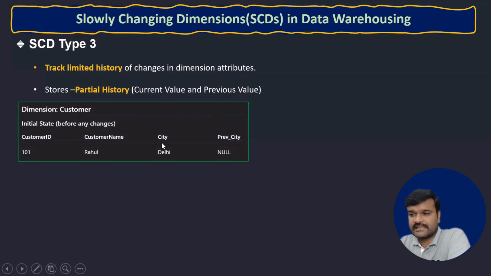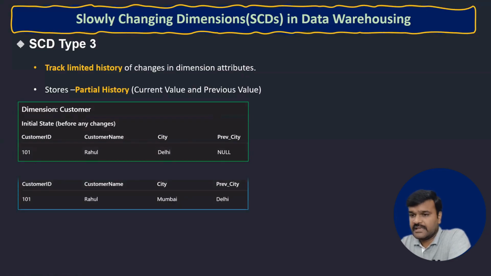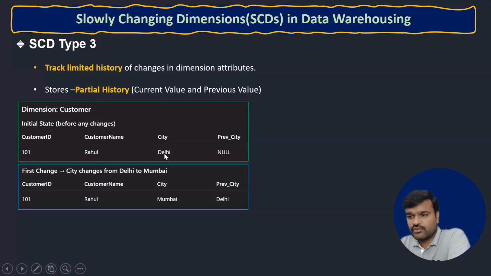Let us take a simple example, customer table, customer 101, Rahul, Delhi. Current city is Delhi, so previous city is null because this is the first time the data is there. Now assume he moved from Delhi to Mumbai. Under the normal city column, Mumbai is there, and Delhi is moved to the previous city column. Before inserting here, you move this data to here. That is what happens whenever the first change happens.